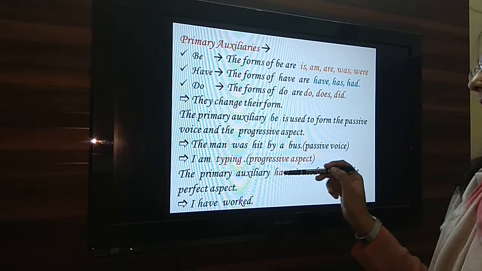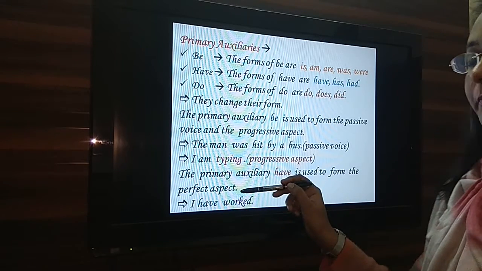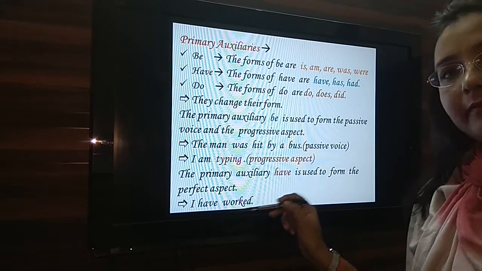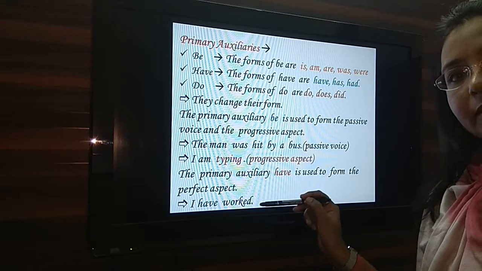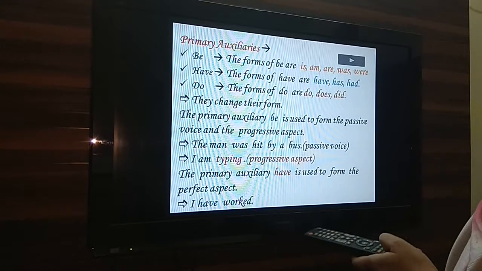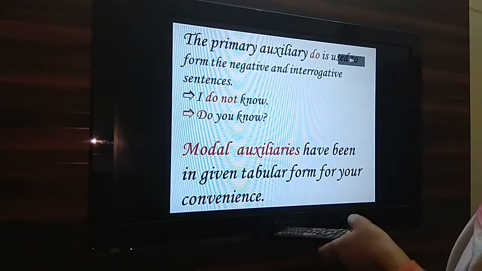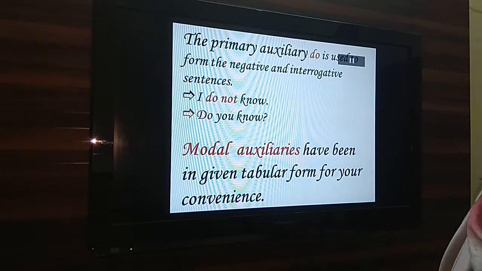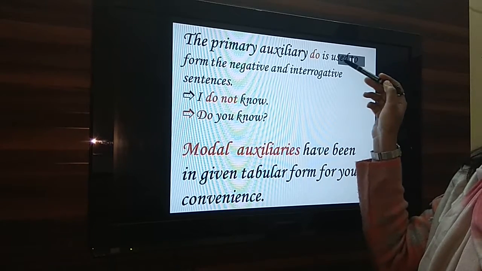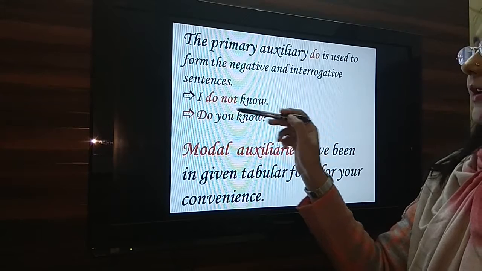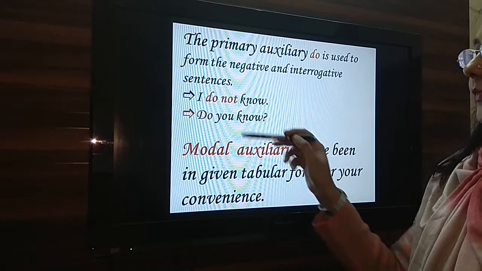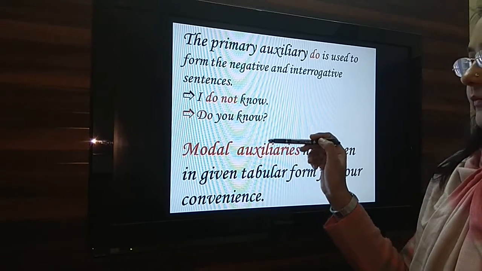The primary auxiliary have is used to form the perfect aspect. I have worked. So this activity has been done in the past. Now let's scroll to the next slide. The primary auxiliary do is used to form the negative and interrogative sentences. I do not know. Do you know?